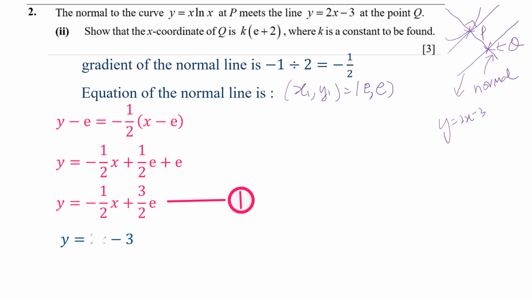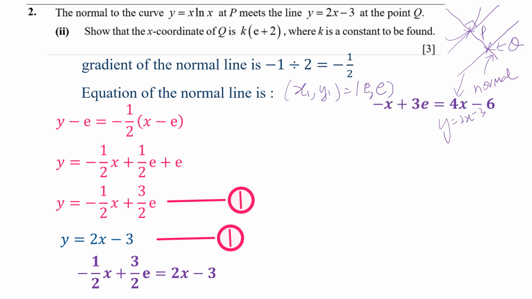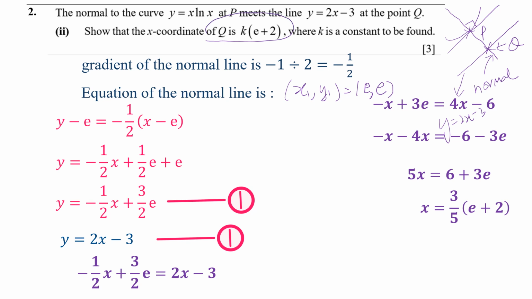We're going to solve it simultaneously with y equals 2x minus 3, that's equation 2. Then we put all the x together, and you will have x equals 3/5 bracket e plus 2. Compare it with what you're given, because you're given the x coordinate of Q to be k bracket e plus 2. You will see that k is 3/5, which is the value you're asked to find in the question.